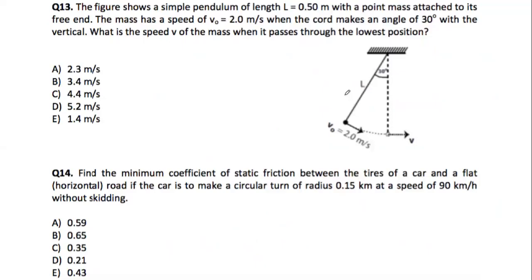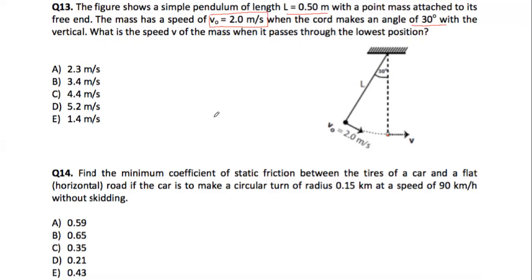So I give you the length of the pendulum, 0.5 meters. I did not give you the mass because the mass will cancel out, as you will see later. The initial speed of the pendulum is 2 meters per second when the angle theta is 30 degrees. What I want is the speed when the mass passes through the lowest position, meaning I want the speed here.